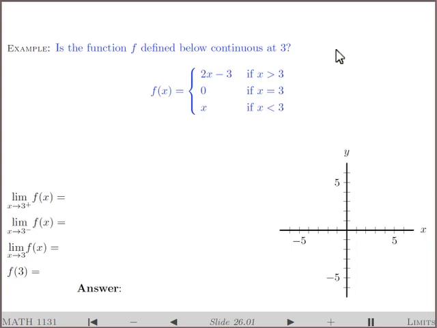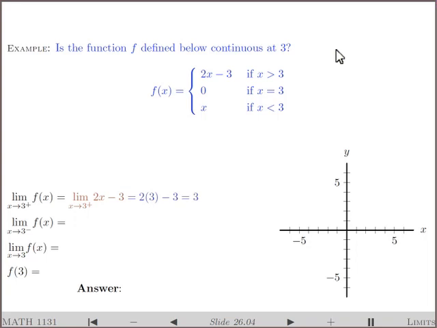So if I calculate the limit as x approaches 3 from the right, so I take values of x which are a little bit bigger than 3. If x is bigger than 3, f of x is 2x minus 3, so it will be the limit of 2x minus 3 as x approaches 3 from the right. But now I have a polynomial, so limit equals value, which is 2 times 3 minus 3, or 3.